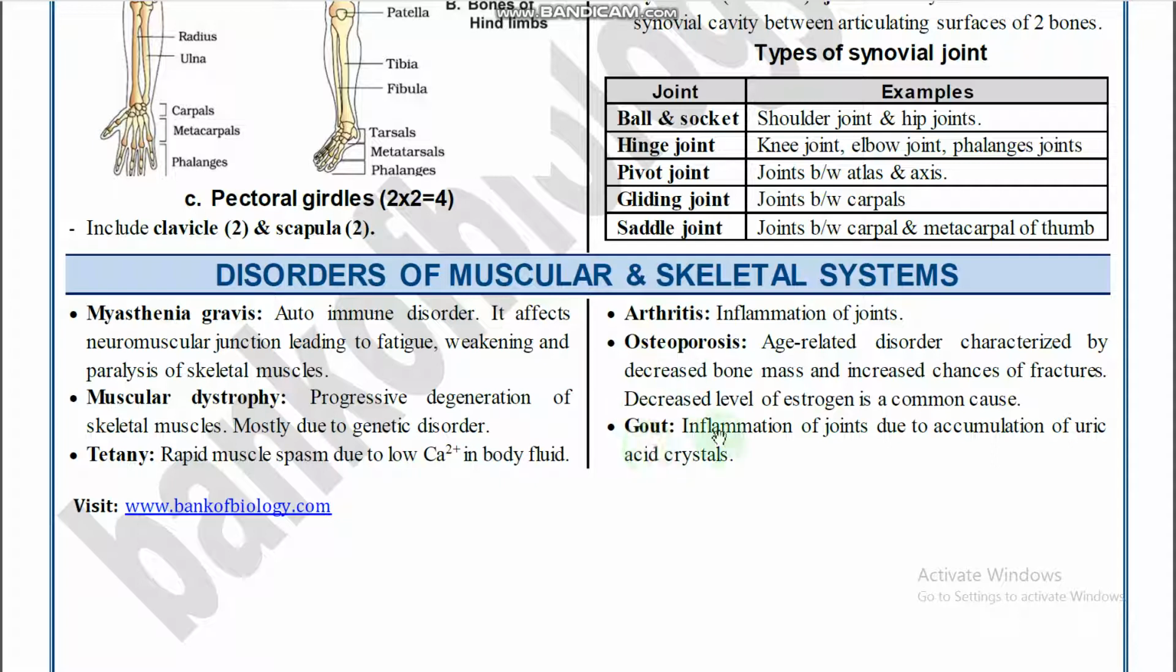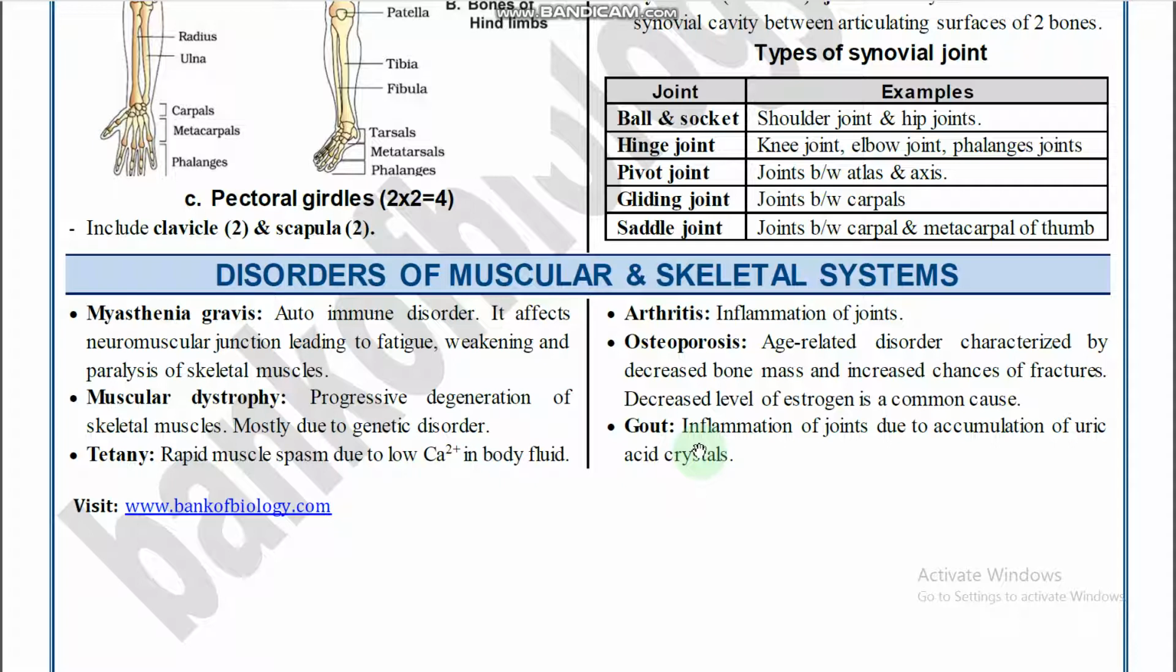Next one, gout. Inflammation of joints due to the accumulation of uric acid crystals is called gout. This is also joint pain, but what is the reason? Because of deposition of uric acid in the region of the joints, that is called gout, right? Disorders of the musculoskeletal system are most important, just go through that.